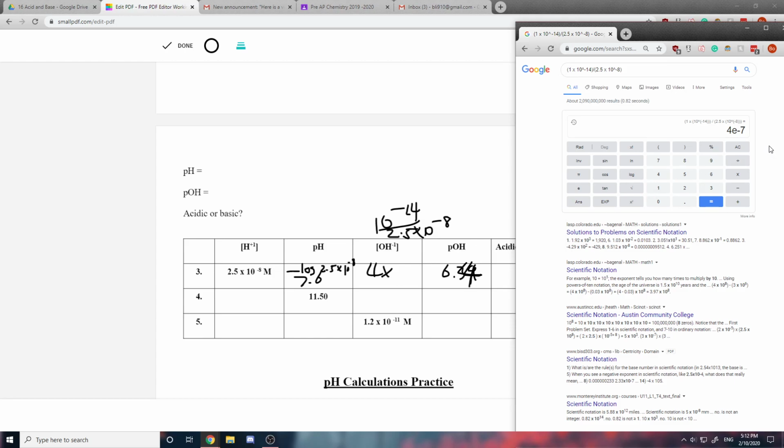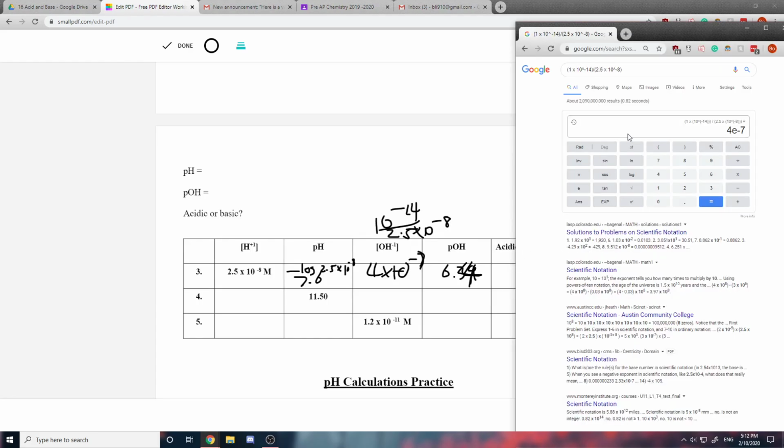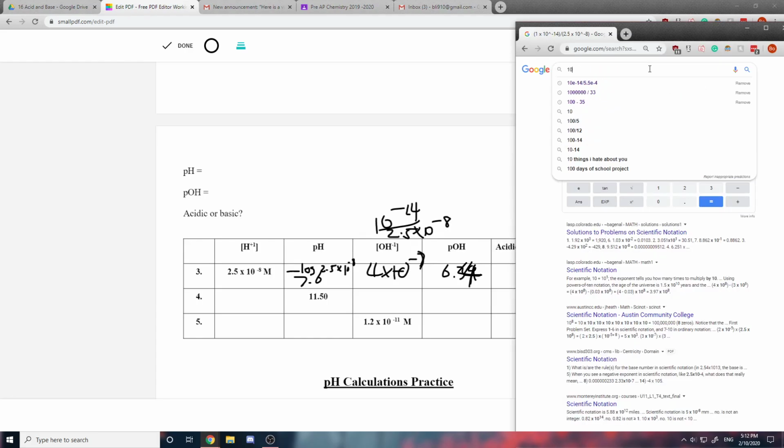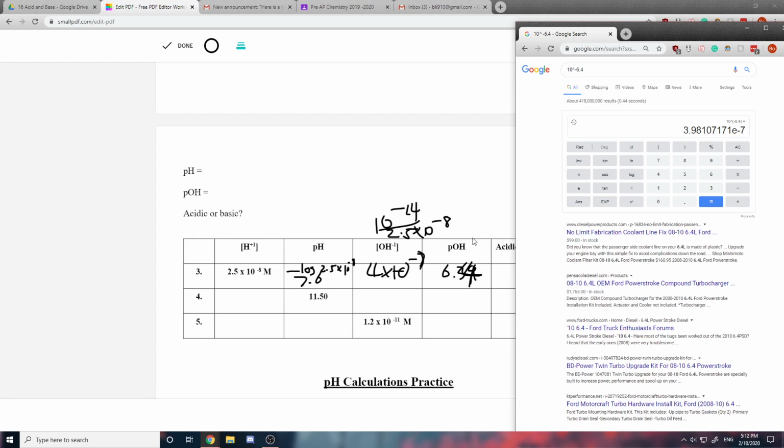Just want to make sure the calculator is reading it right. 10 to the negative 7. Okay. If we do the other way, if we want to do 10 raised to the negative pH, or pOH, which is 6.4, you would get the same number, just a little bit off because remember we rounded this number. It was 6.397, stuff like that. So it's 4 times 10 to the negative 7.